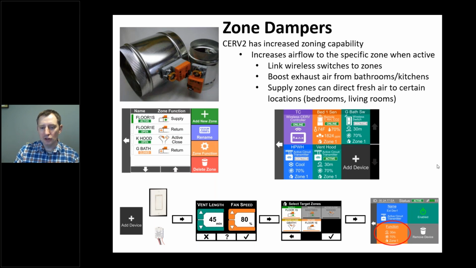The screen here just shows a number of wireless devices configured to this particular CERV. This is a remote wireless controller. This one is a bedroom sensor with temperature, humidity, and CO2 level. A bathroom wireless switch here. This is an active circuit transmitter. And this is a kitchen vent hood on an active circuit transmitter. So you can have up to 18 of these types of devices linked to the CERV. And then down below here, this is that device showing the vent length, the fan speed, and what zone it's been configured to. So this is kind of the status of that particular device.